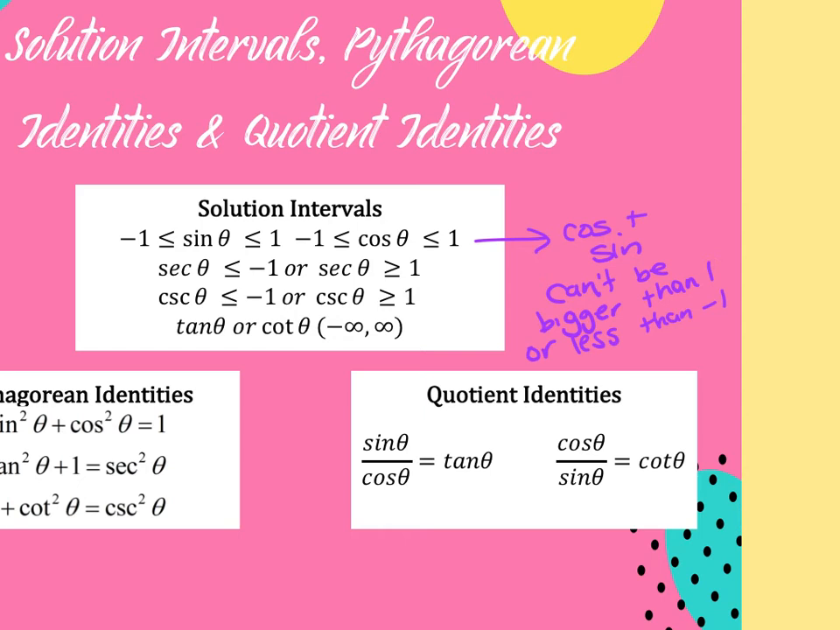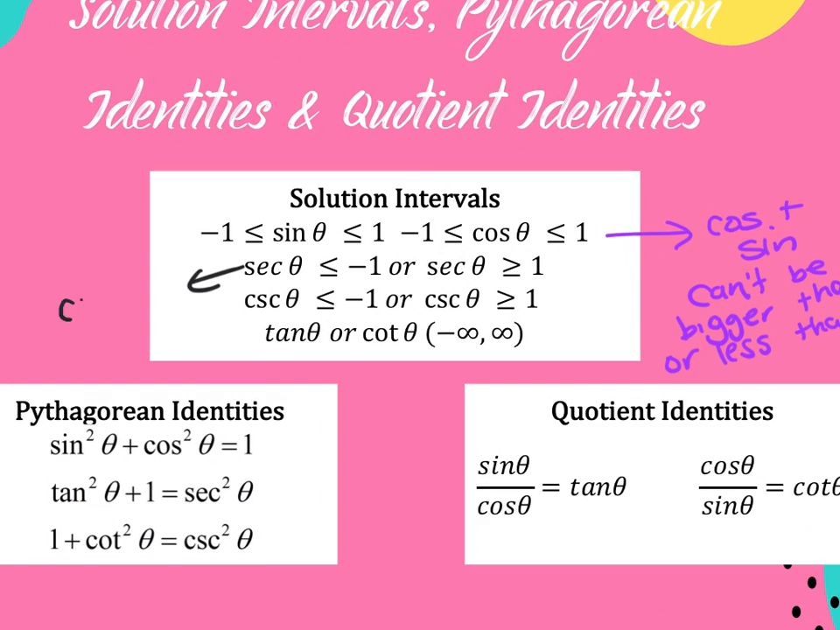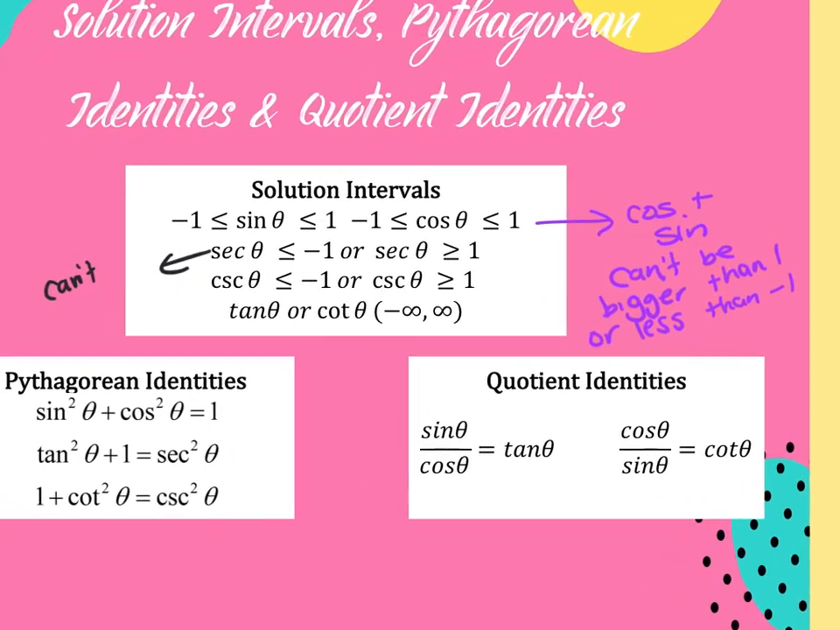And then because that's true, the reciprocal functions would be the opposites. Secant and cosecant have to be outside of negative 1 to positive 1. Because if I flip these, right, then these can't be. Wait, you said can't be bigger than 1. Oh. Yeah, no, it's okay.